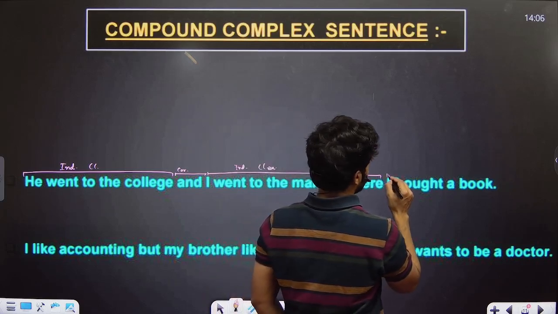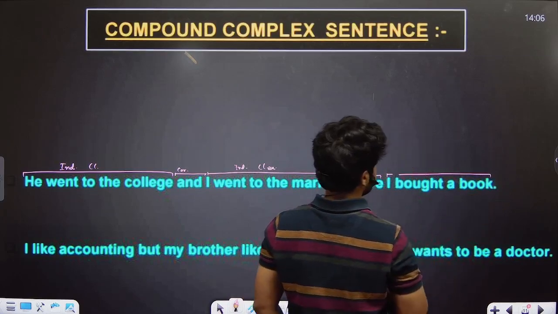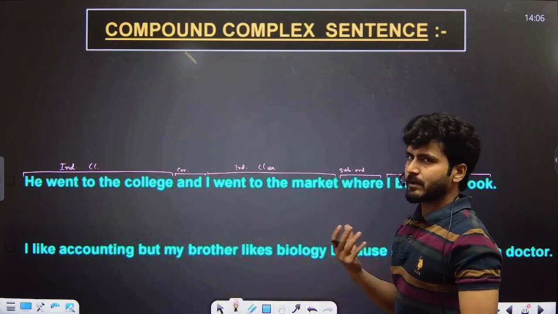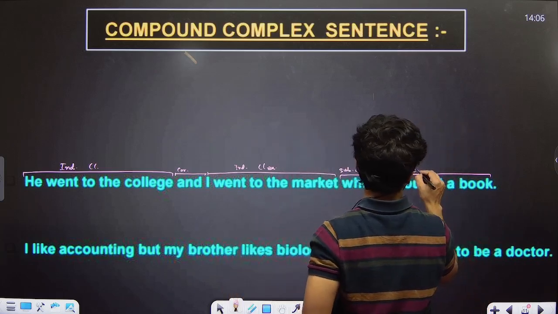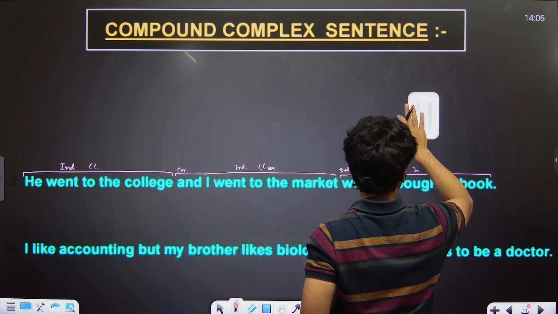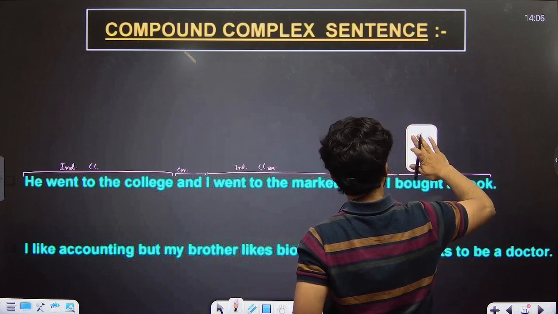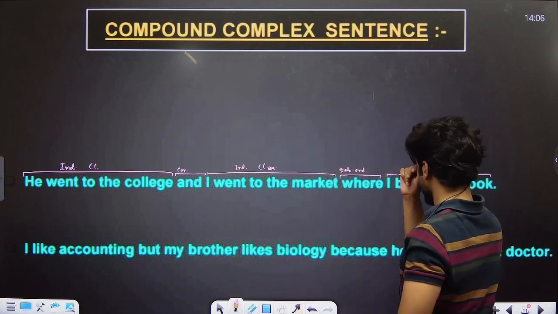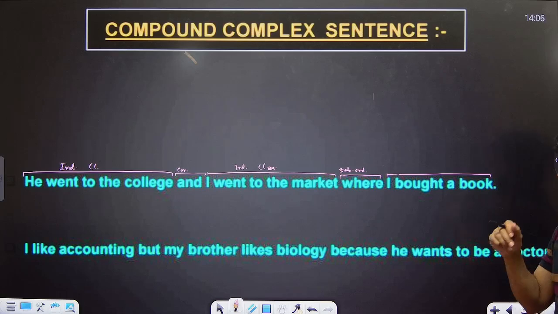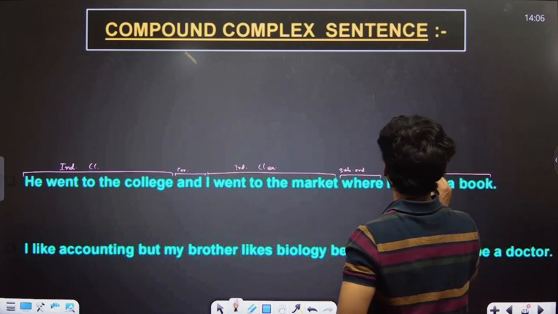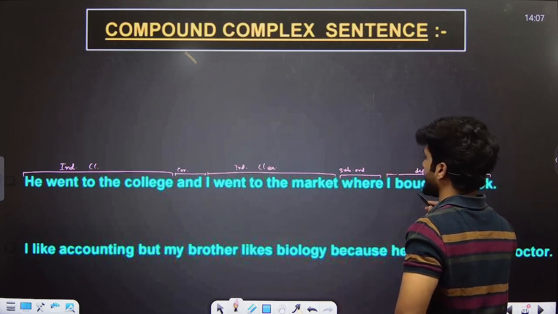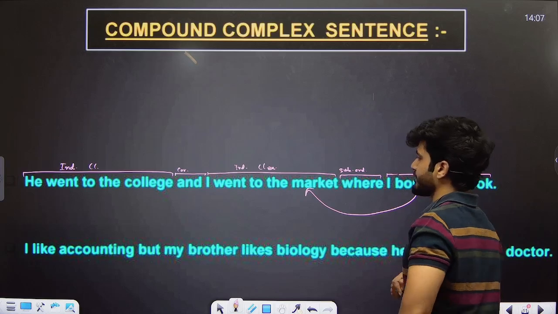I bought a book. So this is also what? I bought a book. This is also independent. Where I bought a book. It is saying where. So it needs what? It needs a sentence, a main verb, a main clause to complete its sense. Where I bought a book. So it is dependent. Got it? It is depending upon the first one.